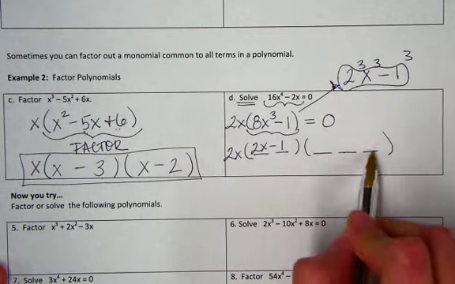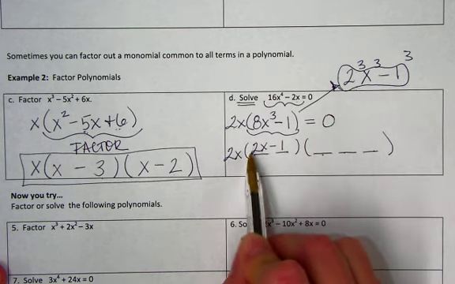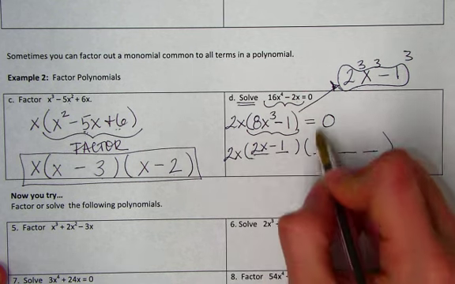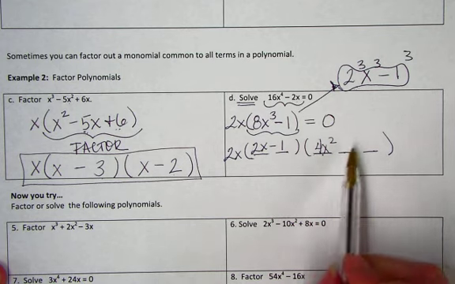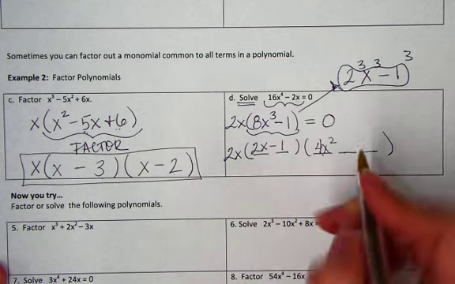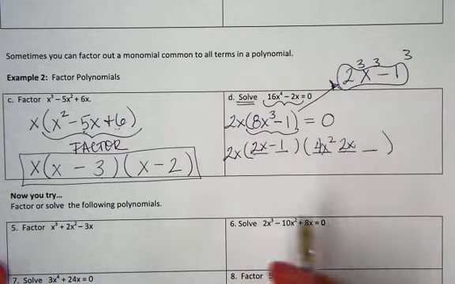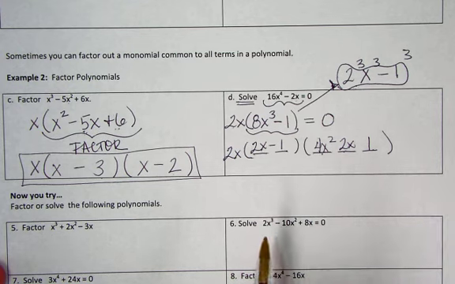Inside my next parentheses, my first value here is going to be my first term squared, both terms being squared, so I get 2 squared, which is 4, x squared, which is x squared. My middle term is the two of these multiplied together. 2x times the 1 gives me 2x. And my last term, which is the 1 squared, is going to give me 1.